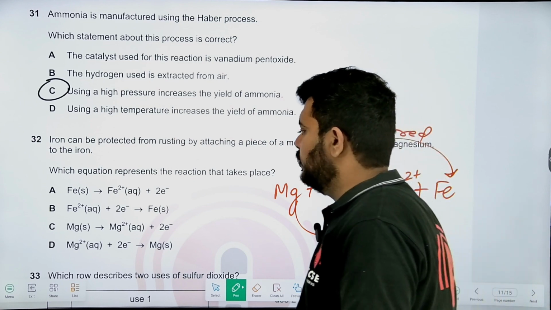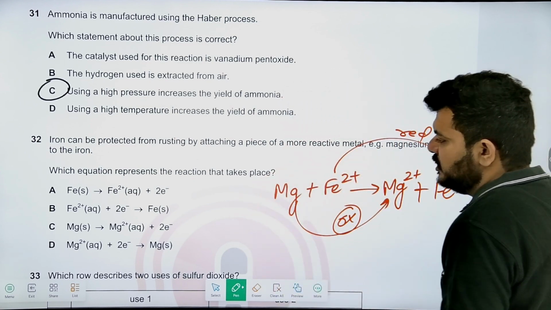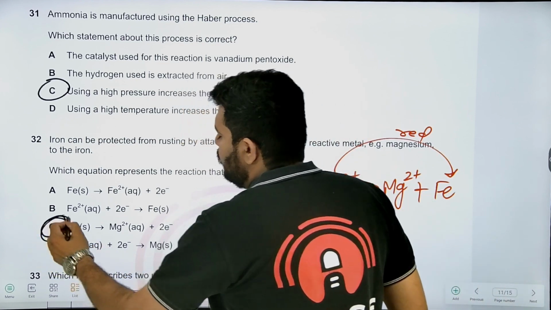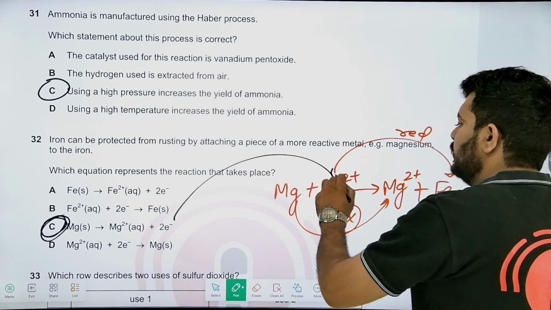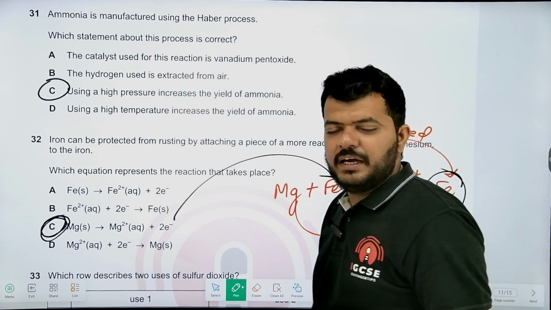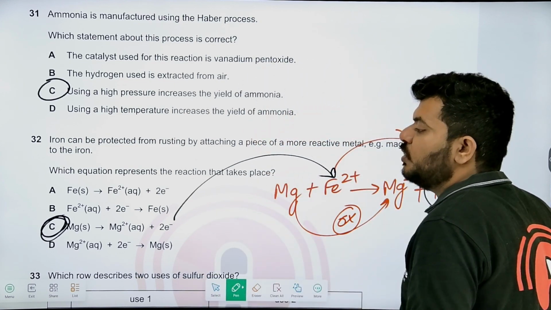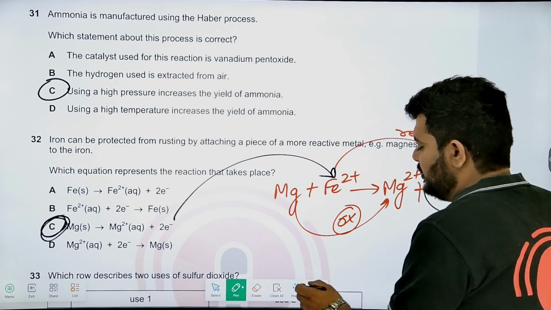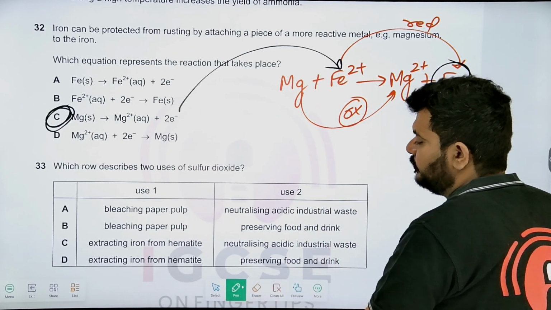Let's have a look at what happens. If this ever happens, yes, magnesium solid goes to Mg2+ giving out 2 electrons. These 2 electrons will go to iron and iron will become solid. It will not let iron stay as iron unless solid magnesium is present, because it is more reactive, right?